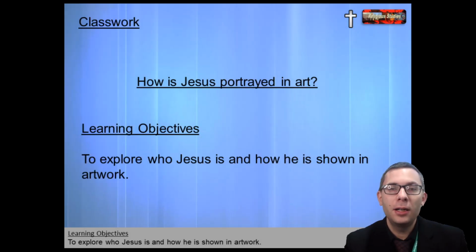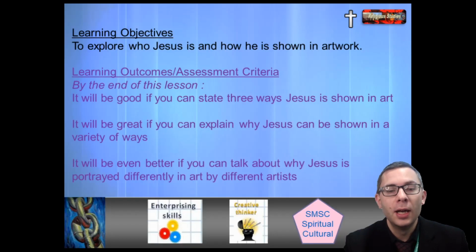Okay, so our learning objective today is how is Jesus portrayed in art? We're going to explore who Jesus is and how he's shown in artwork. It's going to be a good outcome if we can state 3 ways that Jesus is shown in art. It's going to be great if we can explain why Jesus can be shown in a variety of ways, and even better if we can talk about why Jesus is portrayed differently in art by different artists.